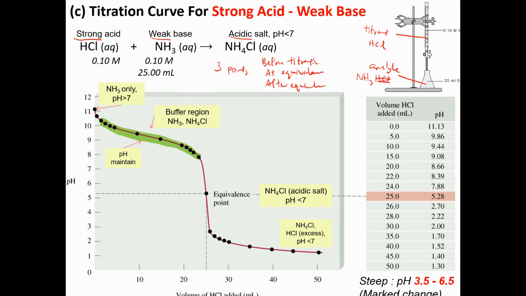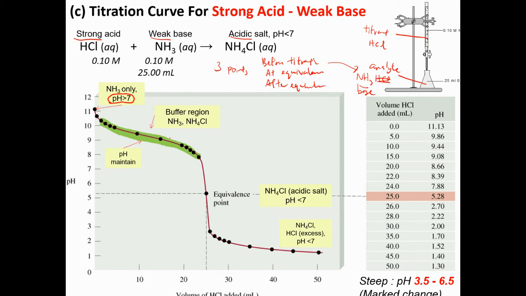Now before titration means that we only have analyte. The analyte is ammonia. It is a weak base. So if it's a weak base, we will expect that the pH is more than 7. Of course you can do calculation if Ka is provided. Remember, this is a weak base, so we cannot just use pOH equals to negative log OH minus.